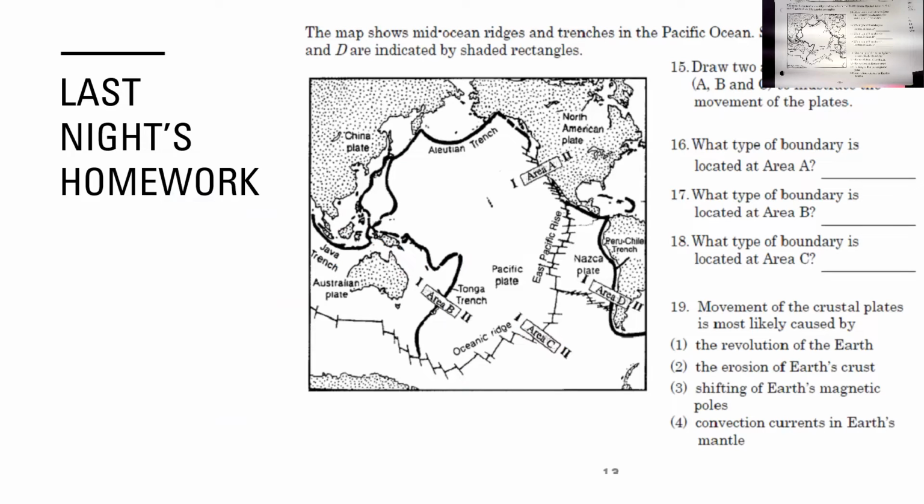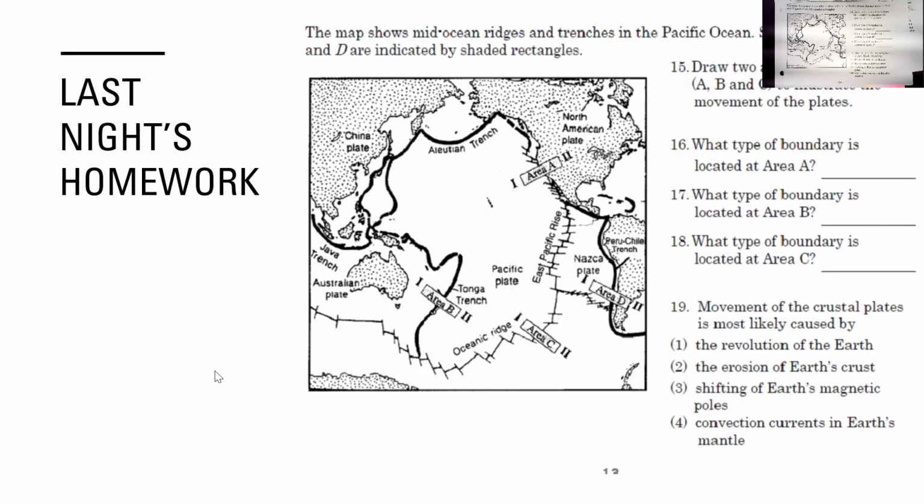So then you had question 15, draw the arrows at each area A, B, and C to illustrate the movement of these plates. You are not supposed to memorize this stuff. It's the same movement I'm talking about on here. I'm asking you basically to copy the arrows from here onto there. You just had to be careful of where these areas were.